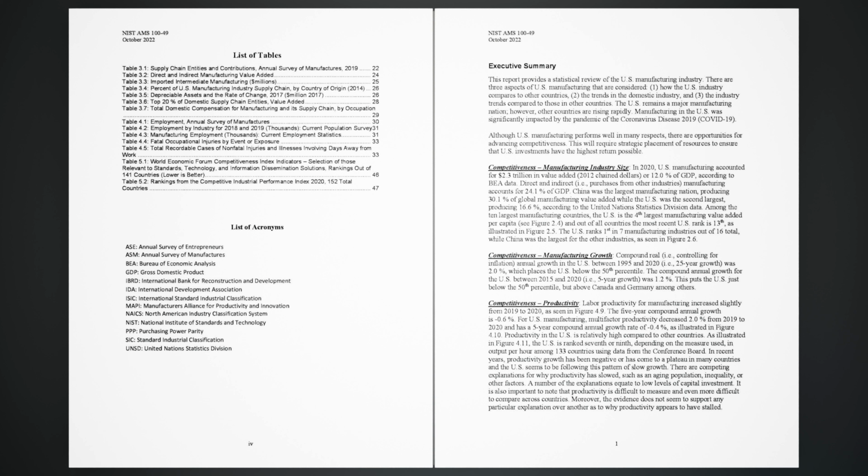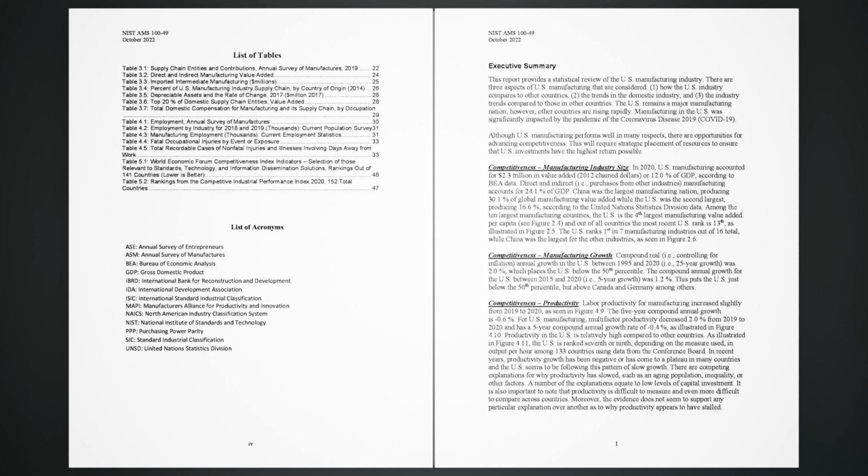Productivity in the U.S. is relatively high compared to other countries. As illustrated in Figure 4.11, the U.S. is ranked 7th or 9th, depending on the measure used, in output per hour among 133 countries using data from the Conference Board. In recent years, productivity growth has been negative or has come to a plateau in many countries, and the U.S. seems to be following this pattern of slow growth.